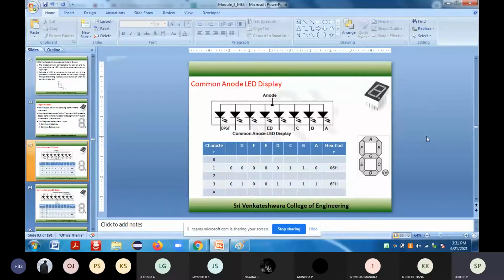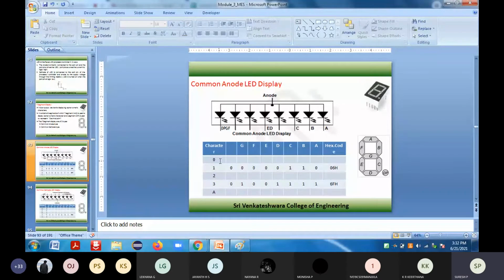Can you see the PPT now? Yes, sir. Okay, so now I will go with this one only. Here you can see the common anode LED display. You can see A, B, C, D, E, F. Now the corresponding segments will be turned on. A is one LED, B is one LED, C is one LED, D is one LED, E is one LED, F is one LED, G is one LED. The corresponding segments will be turned on in your common anode segment.